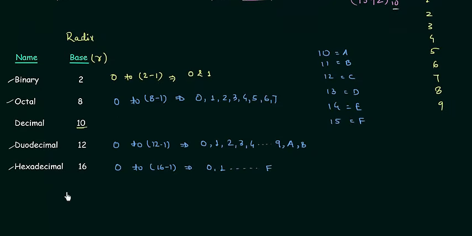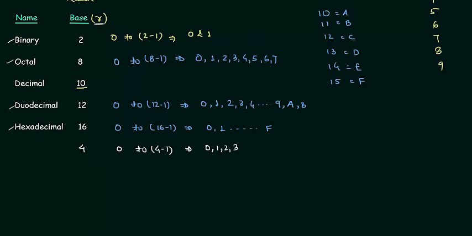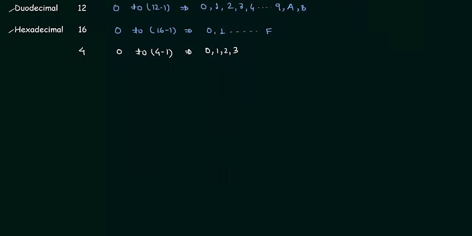We can also have a number system with base 4. We can have base 4, and in this case, we have 0 to 4 minus 1. So we have 4 distinct digits, and they are 0, 1, 2, 3. Very simple. So if we know the base, if we know the radix, a small r, we can definitely find the different numbers in the number system. Now we will move to the next part of this presentation, in which we will discuss weighted and unweighted codes.